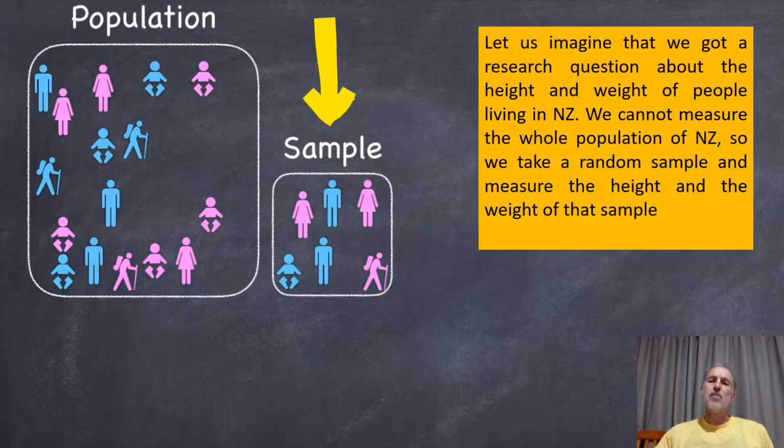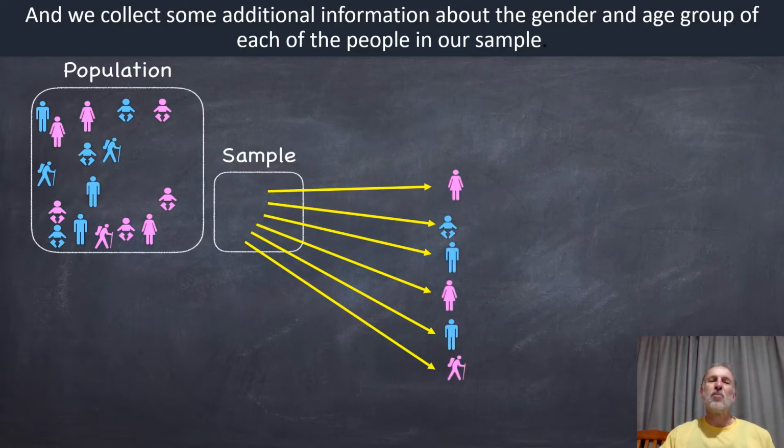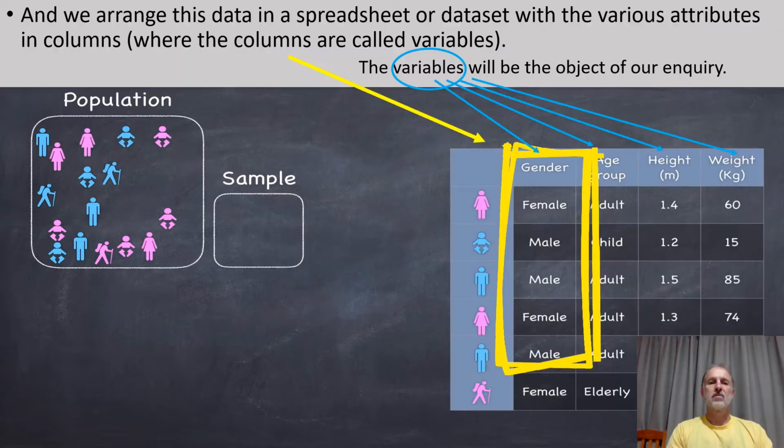So let's imagine that we have a research question about the height and the weight of people living in New Zealand. It's not practical. We cannot measure the whole population of New Zealand. So an easy way is to just take a random sample and measure the height and the weight of that sample. On top of the height and the weight, we can also collect some additional information, say for example about the gender and the age group of each of the people in our sample.